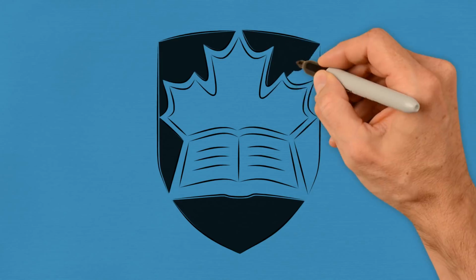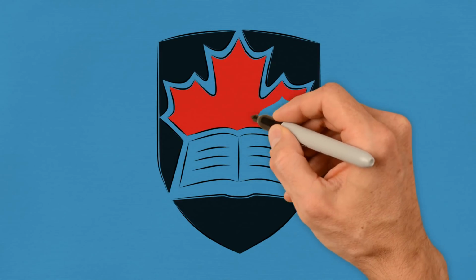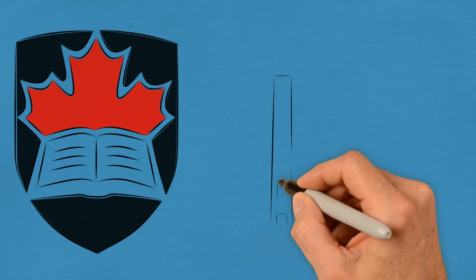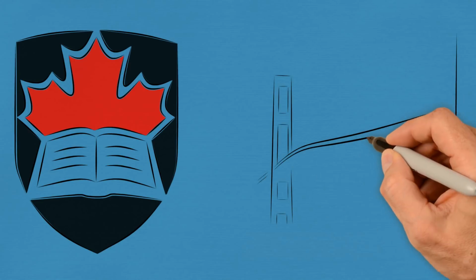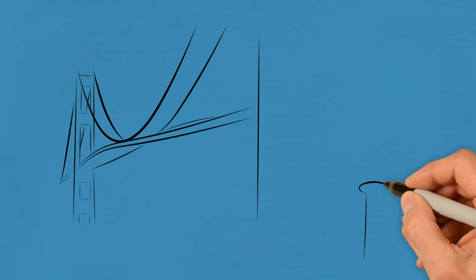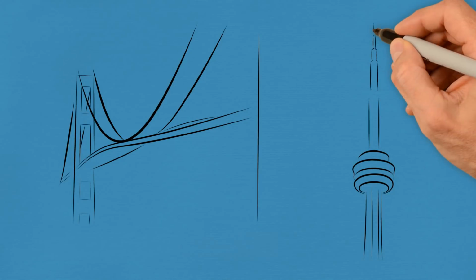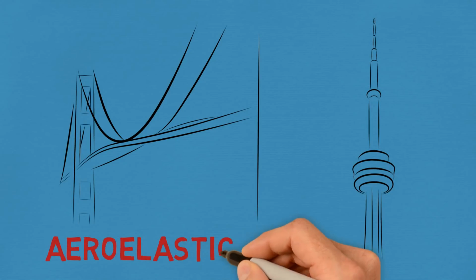The research I do looks at how flexible structures interact with airflow around them. Take, for example, the Tacoma Narrows Bridge, which famously collapsed in 1940 from wind-induced vibrations, or the CN Tower, which sways over a meter in high winds. This field of study is known as aeroelasticity.